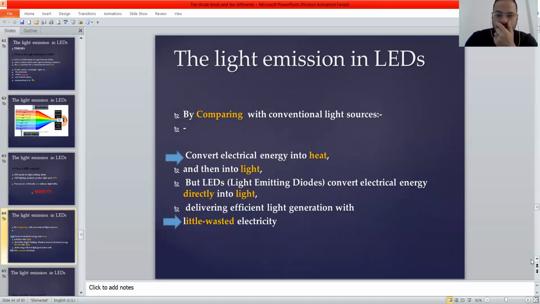Compared with conventional light sources, which convert electrical energy into heat first and after that emit light, this kind of light goes directly to emit light, delivering efficient light generation with little wasted electricity, skipping the heating step.